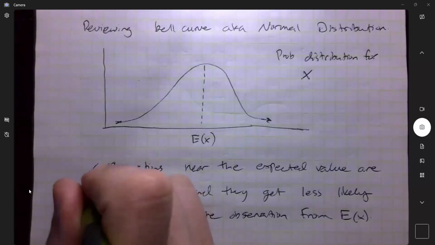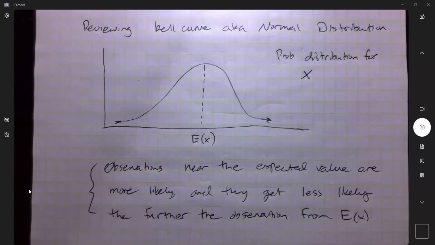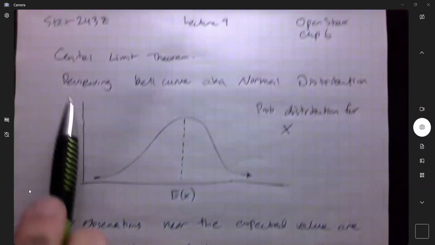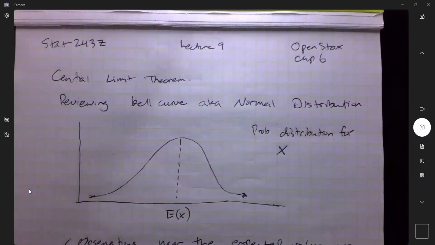If you have a distribution with this characteristic, it's similar, if not exactly equal to a normal distribution. And we're going to use this fact to build up our central limit theorem, which is a super useful tool for doing statistics.